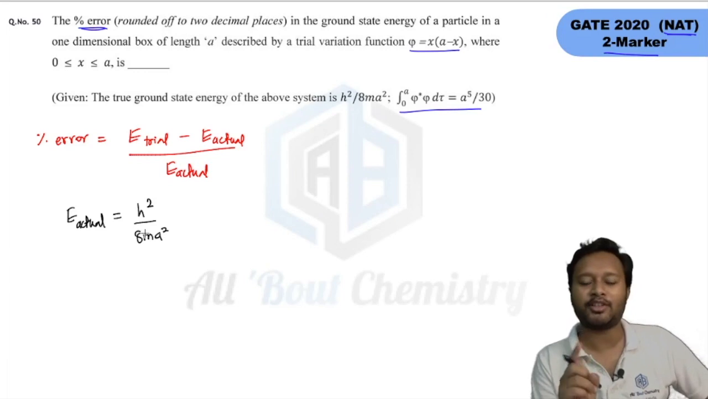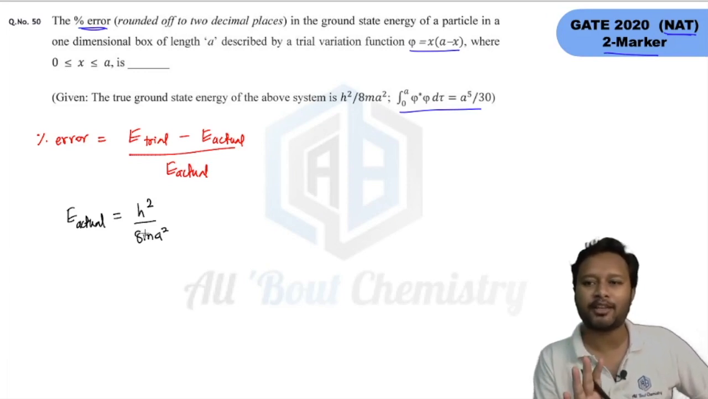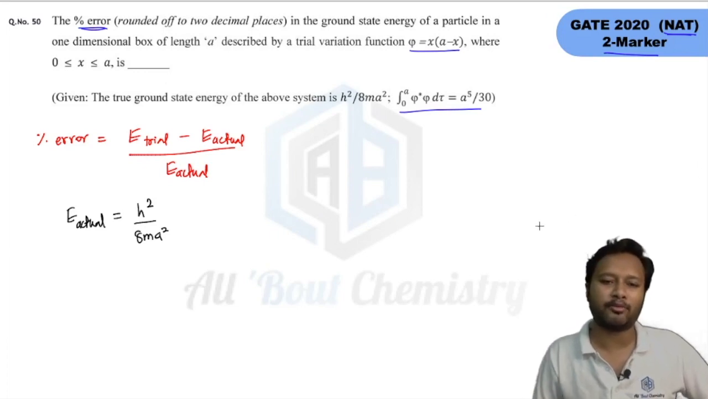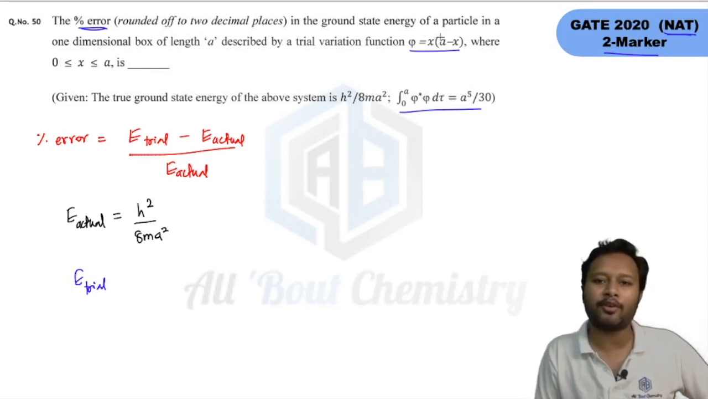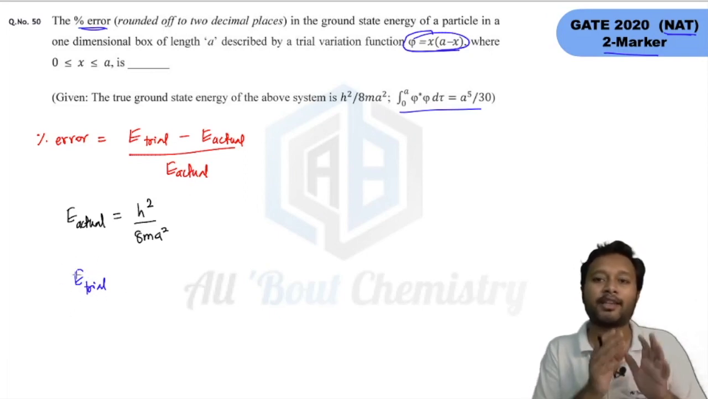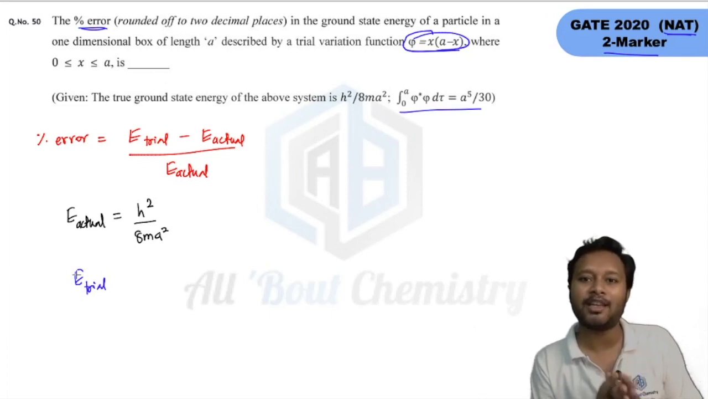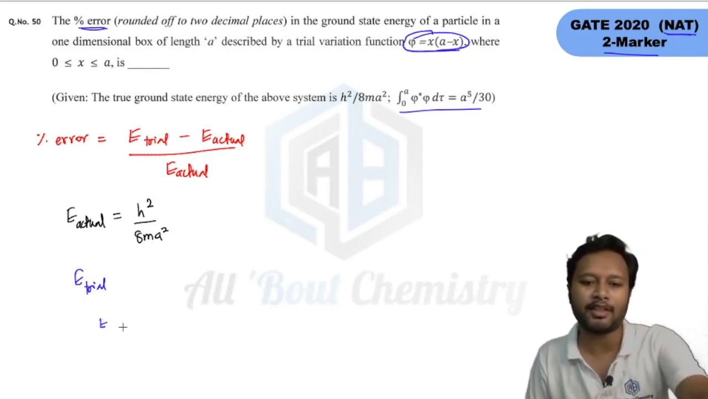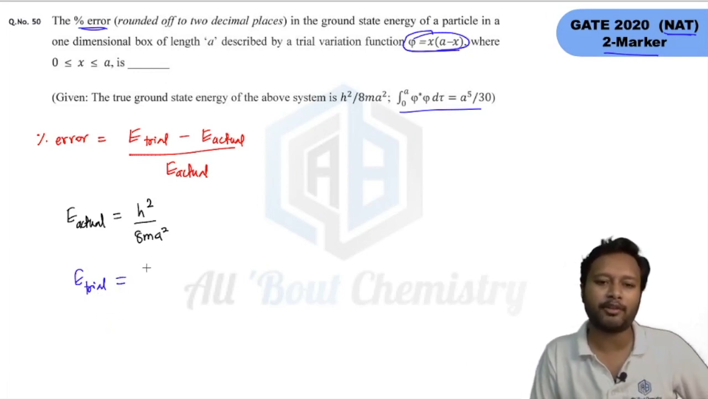Now that is one of the tasks which is not that easy to approach. Many of the students were not able to approach it because of this only. So how to find E trial? For that you need to take help of this particular trial wave function. You have to calculate the expectation value of energy from the given wave function, so you need to find the value of E trial. That will be calculated by this.